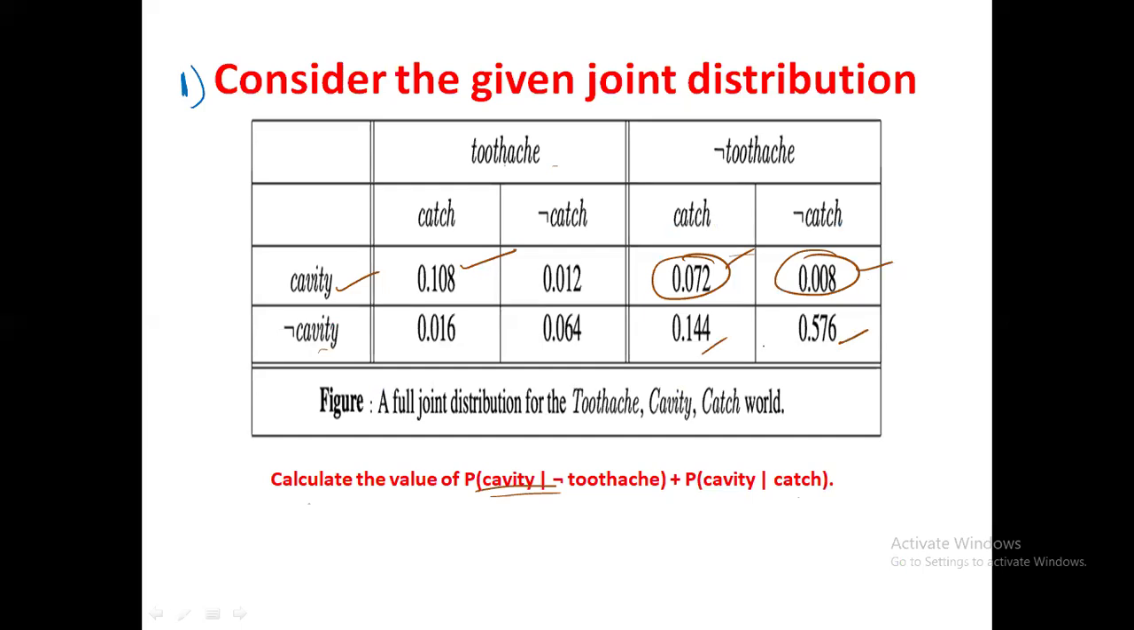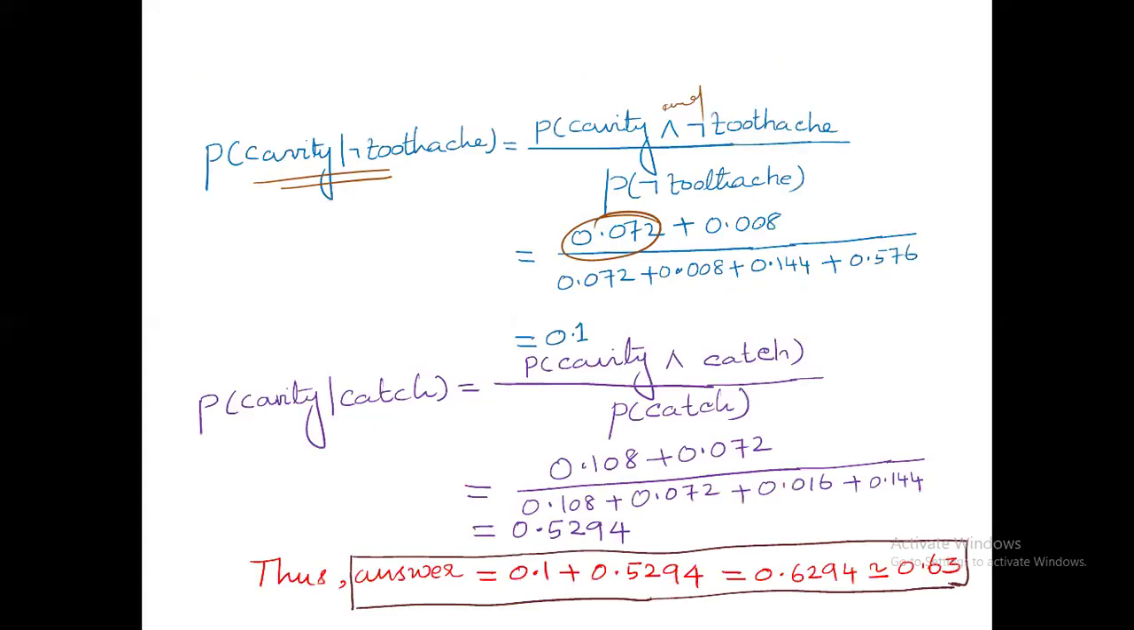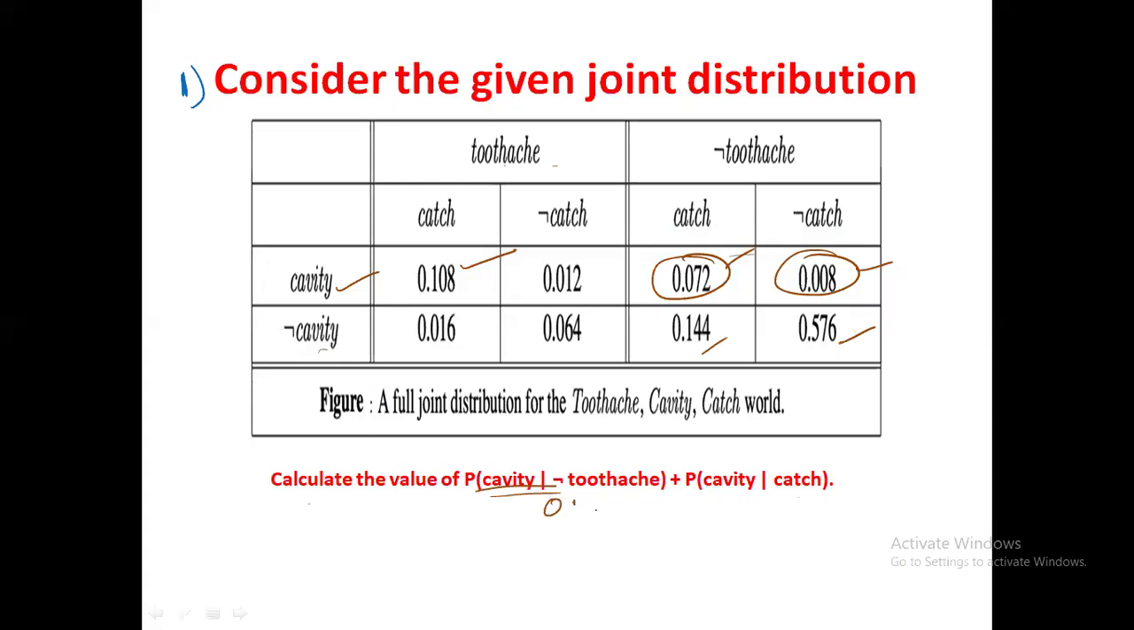All values we have to write: 0.072, 0.008, 0.144, 0.5676. So if we are adding, multiplying and dividing, we are getting 0.1. So the first part we got 0.1, and the second part we have to get.